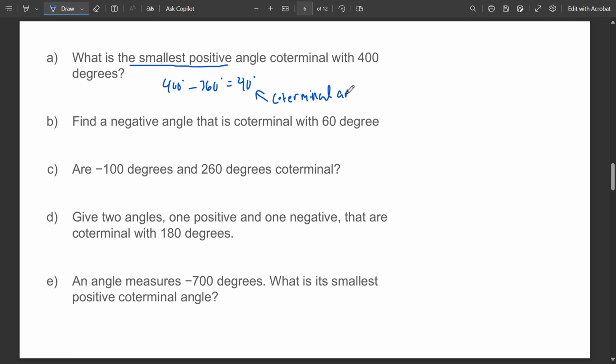And then, find a negative angle that is coterminal with 60 degrees. To find a coterminal angle that is negative, it can be any negative. So we subtract 360, and that will become negative 300 degrees. Or you can subtract another 360, it's okay. So we have negative 660. These, and so on, are negative coterminal angles to 60 degrees.